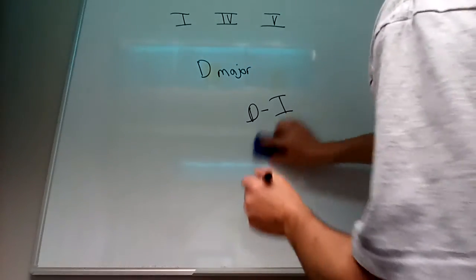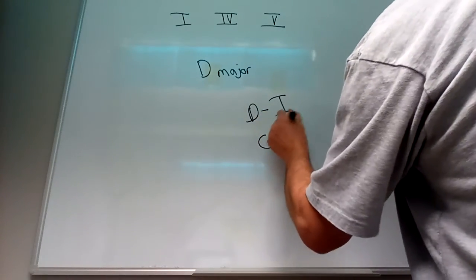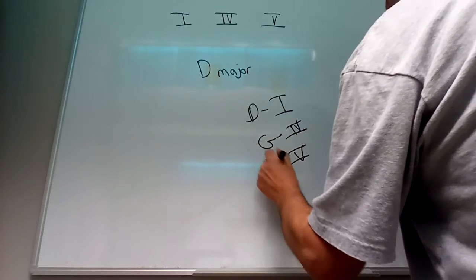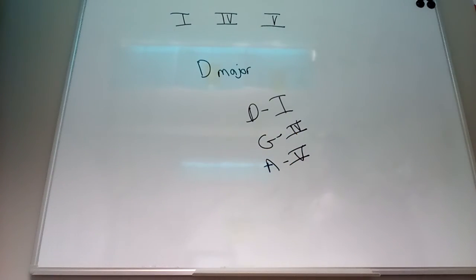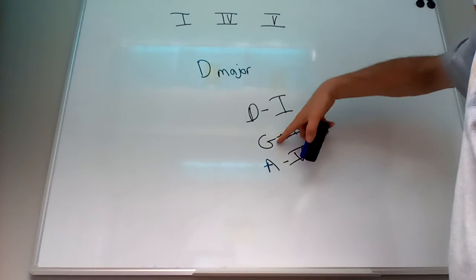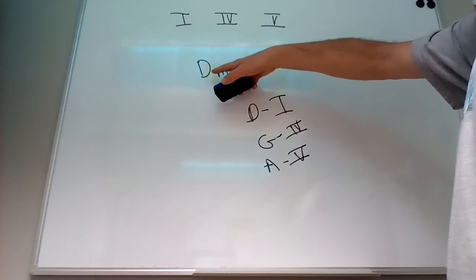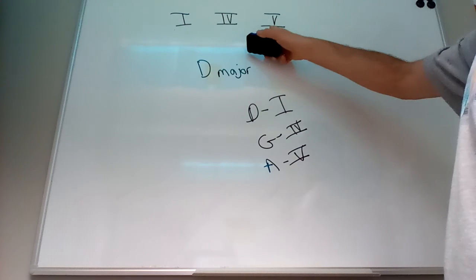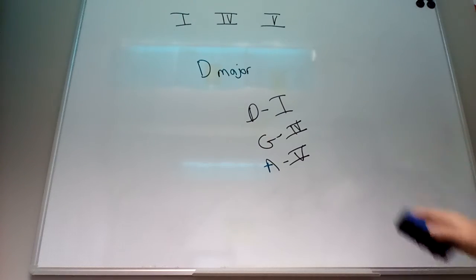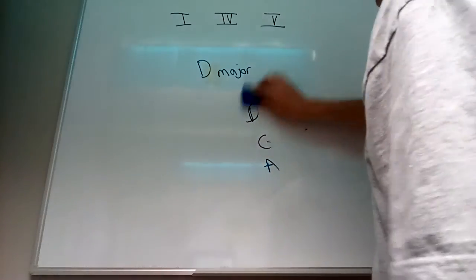Excuse me, I messed up, sorry. Our 4 chord would be G, and our 5 chord would be the A. Sorry about that. Trying to think ahead of myself a little bit. But so you go an interval of a 4th up from D, you get to a G, so our 4 chord is a G chord. And if you go an interval of a 5th up from D, you get to an A, so our 5 chord is an A chord. So that's how you figure that out.